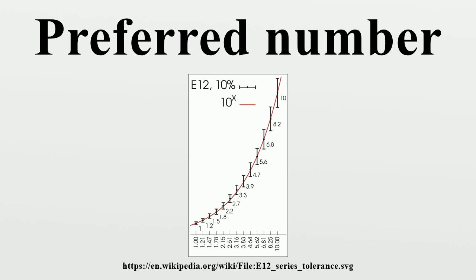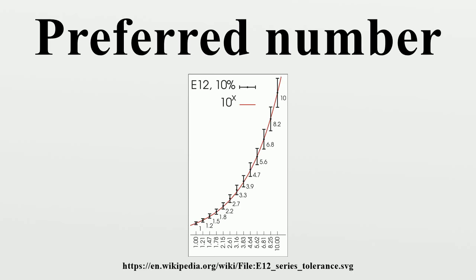Renard numbers. The French army engineer Charles Renard proposed in the 1870s a set of preferred numbers. His system was adopted in 1952 as International Standard ISO 3. Renard's system of preferred numbers divides the interval from 1 to 10 into 5, 10, 20, or 40 steps. The factor between two consecutive numbers in a Renard series is approximately constant, namely the 5th, 10th, 20th, or 40th root of 10, which leads to a geometric sequence.